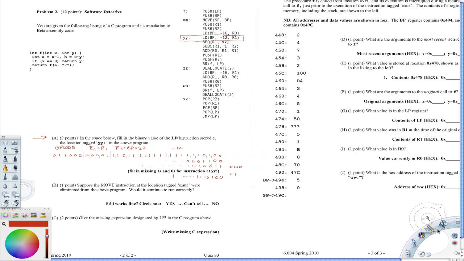In part B we're asked, suppose the move instruction at the location tagged MM were eliminated from the above program. Would it continue to run correctly? Well, what this instruction's doing is, when you have your stack before this program starts to run, we'll just draw what we think the stack frame's going to look like.